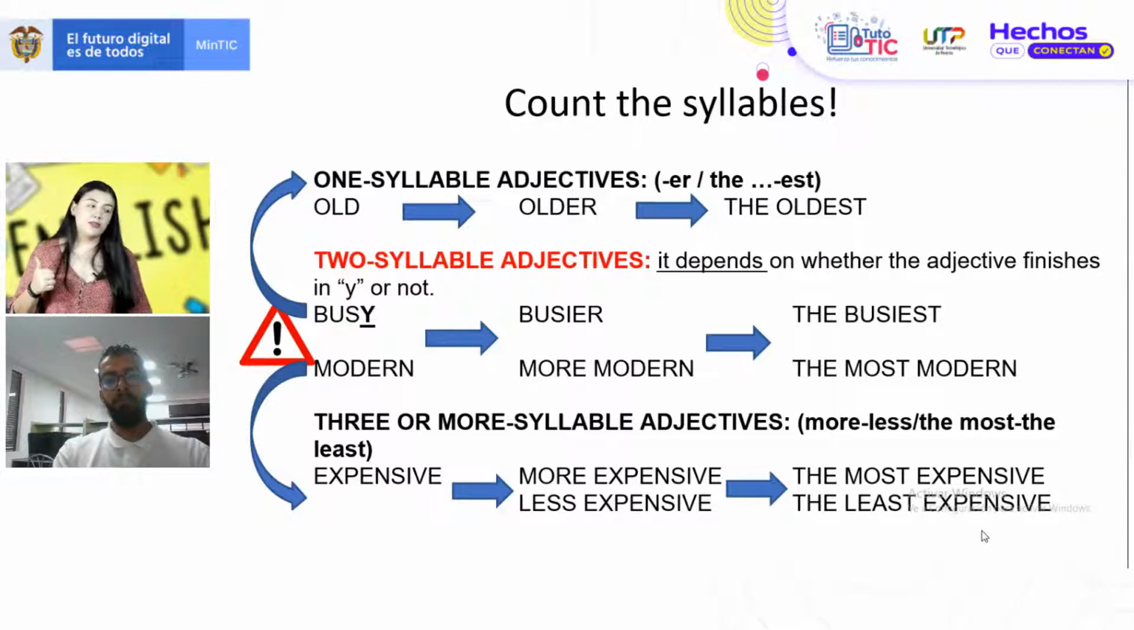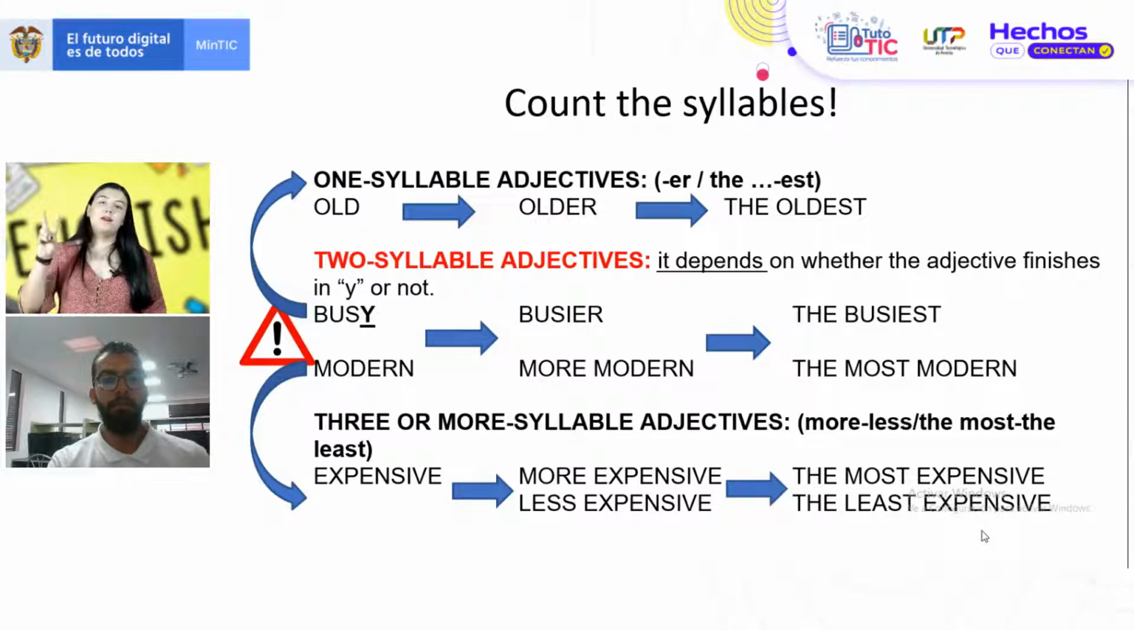Si tenemos una sílaba, entonces diríamos, en el caso de old, diríamos the oldest, ¿sí? Para decir el superlativo, the oldest. Ese sería el más viejo, the oldest. If we have two syllables, pero terminan en Y, entonces simplemente cambiamos esa Y por una I latina y le agregamos EST. En el caso de busy, diríamos the busiest, ¿ok? The busiest, el más ocupado. Ese sería el superlativo, el más ocupado.